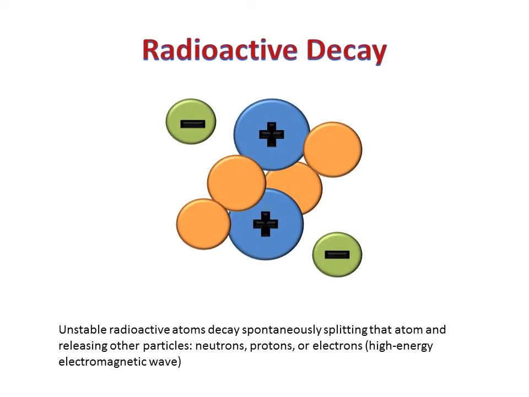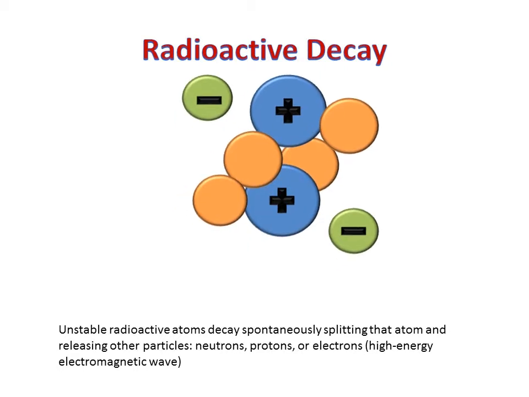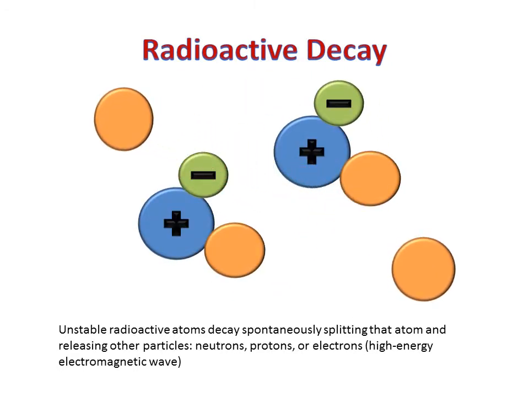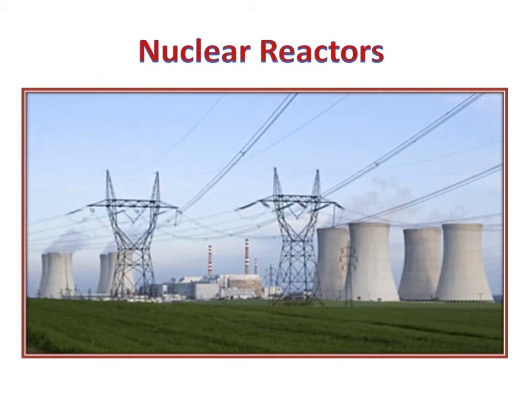When radioactive atoms become unstable, they tend to spontaneously decay. During this process, the atom splits and particles such as neutrons, protons, and electrons are released in various forms. The main function of nuclear reactors around the world is to manipulate atoms in order to create energy.